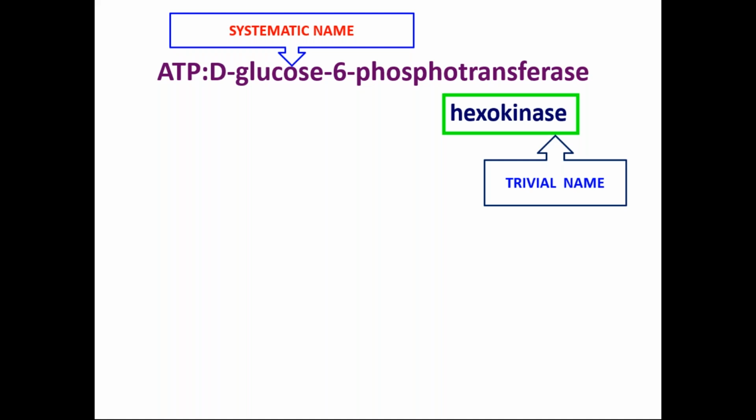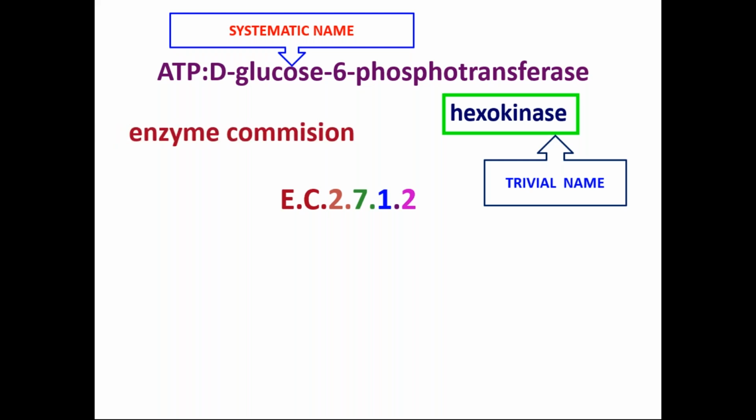So it could be glucokinase, fructokinase, for any hexose. So it adds the phosphate group using ATP and magnesium to form the phosphorylated sugar. So it has the EC number 2.7.1.2. Each of these is significant. So EC stands for the Enzyme Commission.